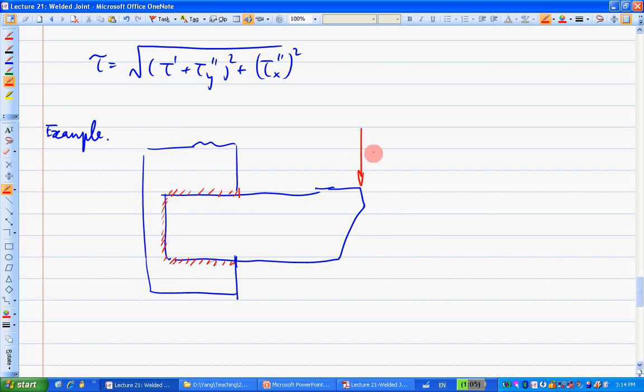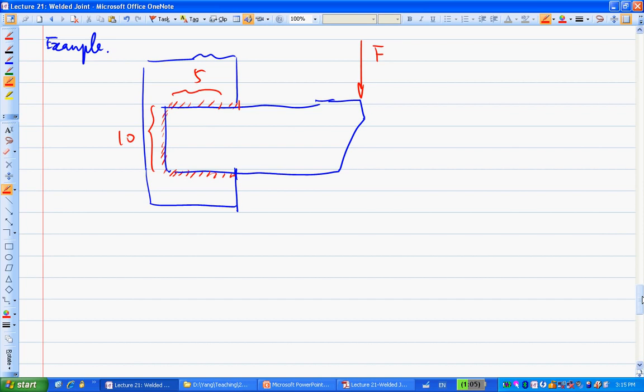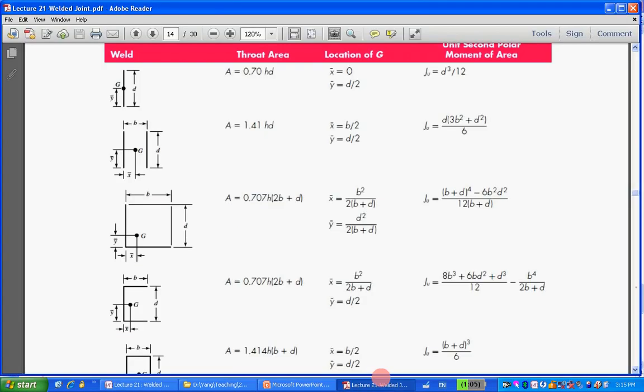Okay, so you have a force F over here. Let's just say this side here is 10 and that's 5. That should be enough. So if this is the weld group, let's find what's the critical location. We can draw the geometry first. When you draw the geometry out, I think the best bet is to go to the table. Let's look at the table here.